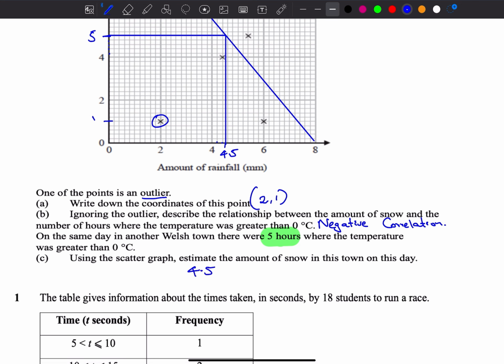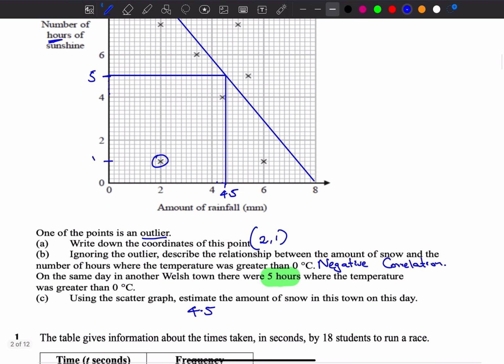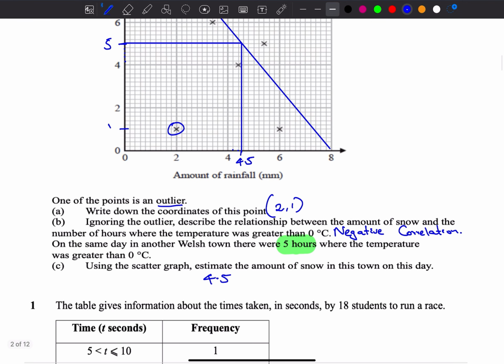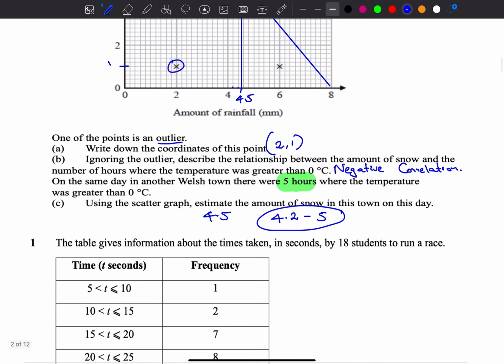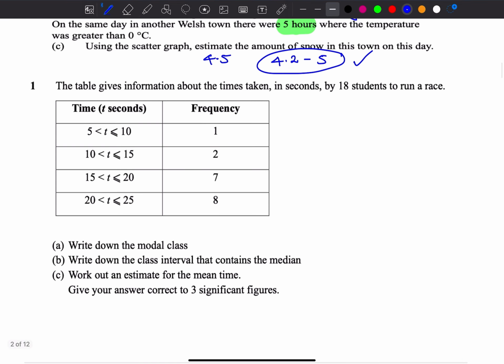But I would say any answer between, shall we say, 4.2 to 5. Anything between 4.2 and 5, you're good. Anything between that is good enough.